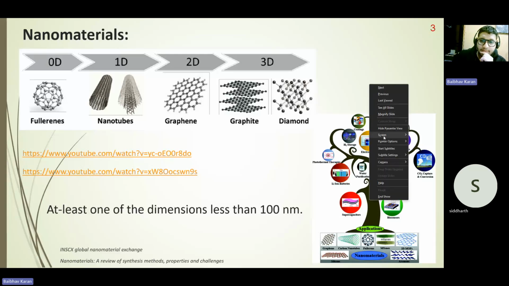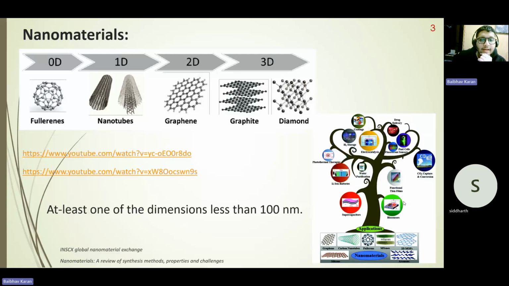And here this tree shows you the different applications of nanomaterials. As you can see, there are wide varieties of applications of nanomaterials. This shows that nanomaterials can be used everywhere, like in biosensors, supercapacitors, hydrogen storage, coatings, electrolysis. In every aspect, such as chemical engineering and mechanical engineering, we are using nanomaterials.